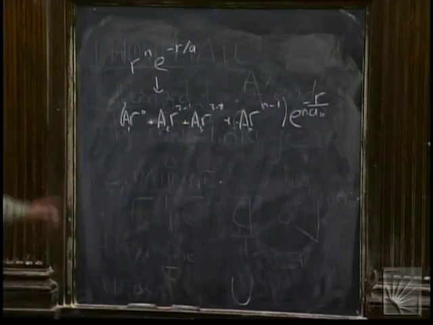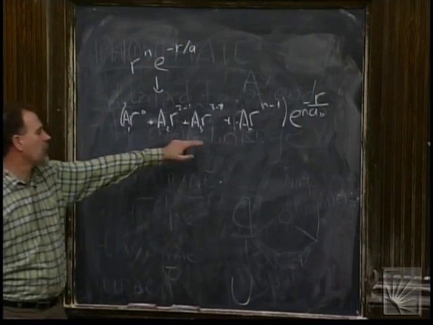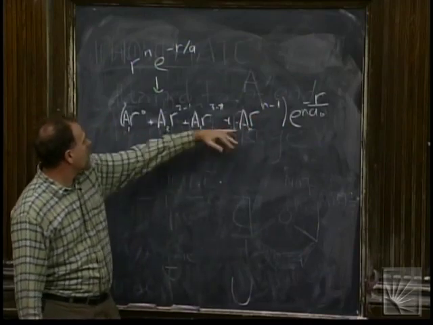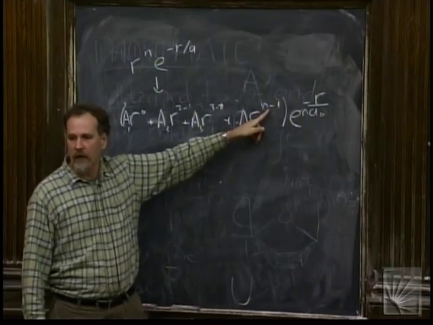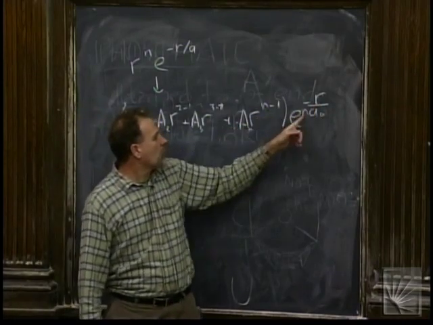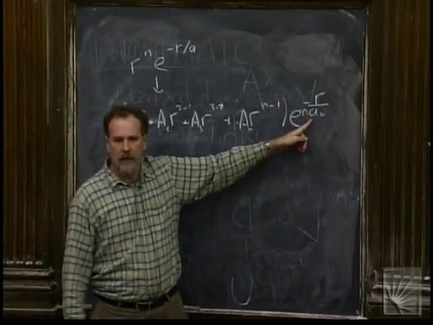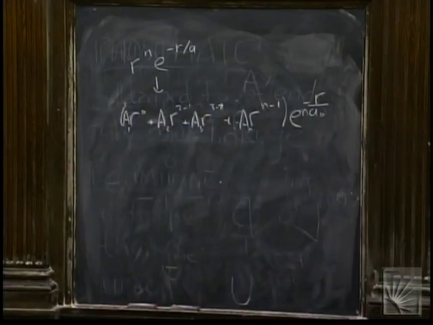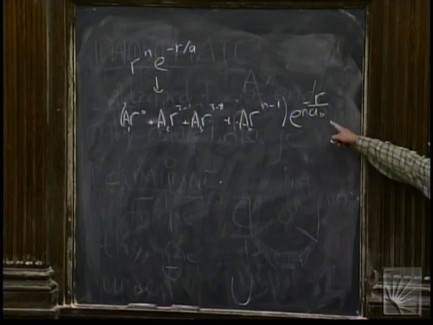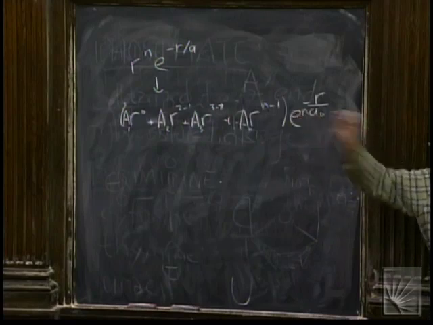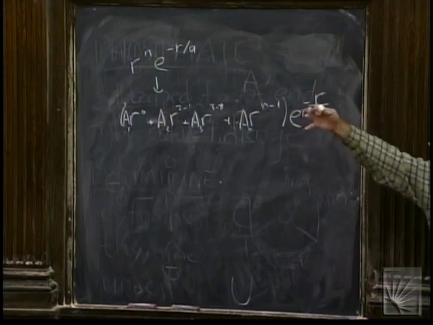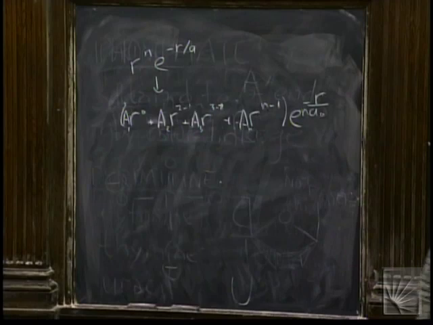Okay? It's not important that you memorize that, but there are a couple of features I want to point out. It's a polynomial in r. The biggest power is r to the n minus 1, and the exponent has r over n times this Bohr radius, 0.529 angstroms. That's the form it takes. If n is big, then this scale is much bigger, and the exponential extends over a much bigger space. The wave function is much more spread out for the higher n states.